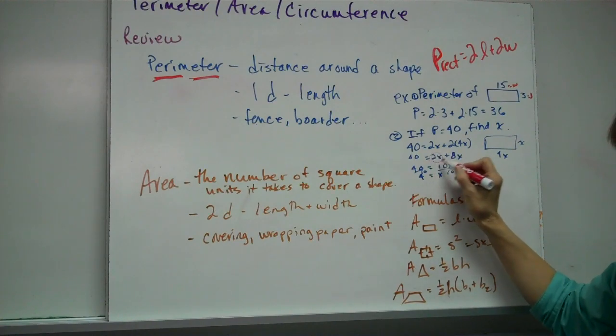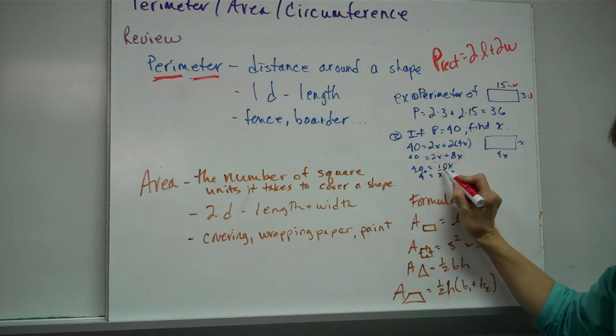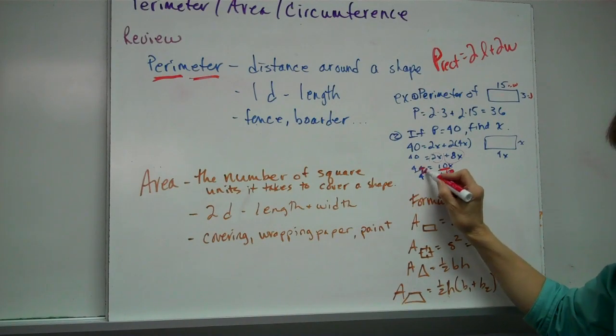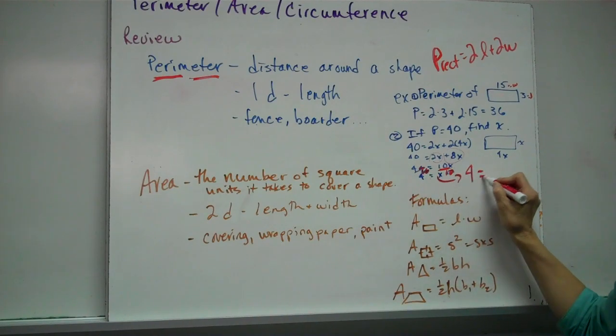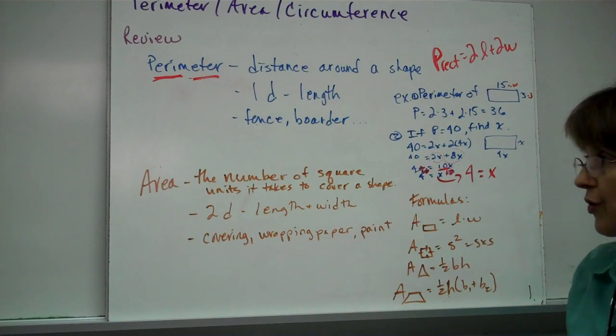Combine like terms, you can circle them if you like. 2x plus 8x is 10x. So 40 equals 10x, so you divide by 10. Divide by 10, and I'll just write over here real clear. So 4 equals x. x is going to be 4 meters or whatever unit you're using. Okay, hopefully that's a little bit of a review.